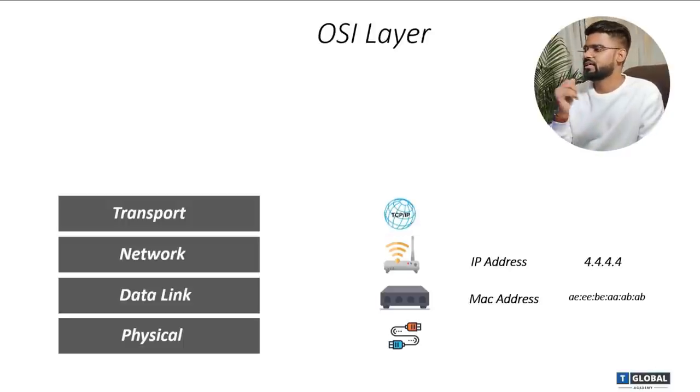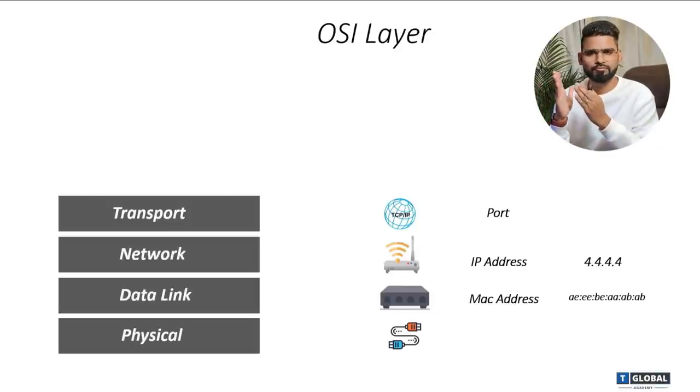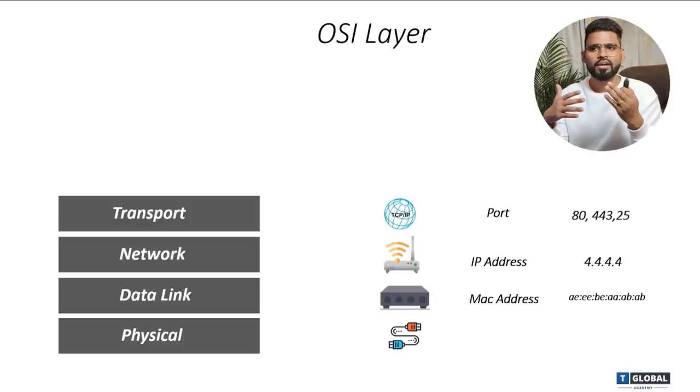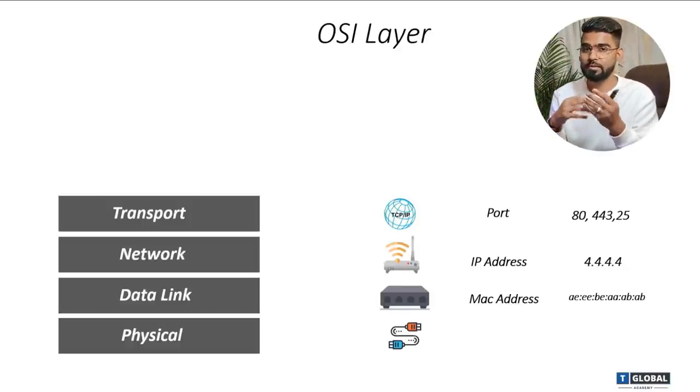Every computer will have multiple applications running on it, and every application will be identified with a certain port number, which can range from 1 to 65,535, right? And every port identifies an application. So if we have 80, that identifies that the application is HTTP, meaning it's running HTTP services or maybe a web application. If it's 443, that's HTTPS. I'll talk about it later. If it's 25, that means the system is running a mail service, SMTP mainly.